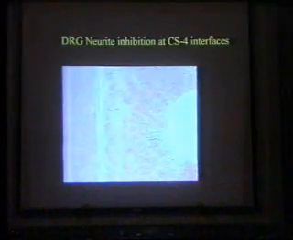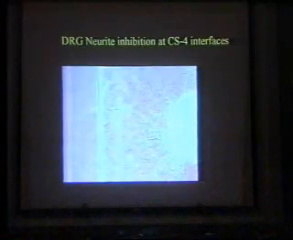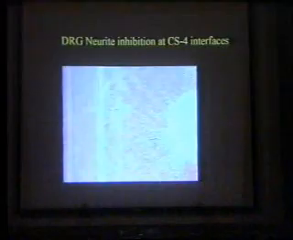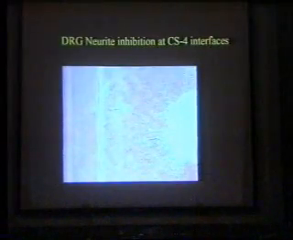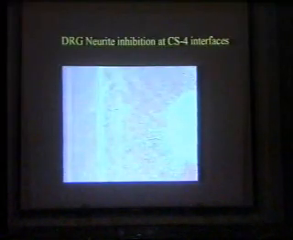Again, clearly demonstrating this is not an inhibition of initiation of growth cones, but really inhibition of growth cones after they grow. So this is one strategy of using tissue engineering to make a better model of scar in vitro, in a sense.